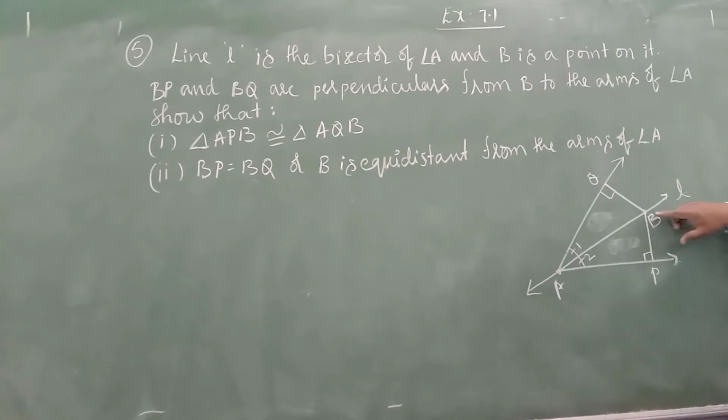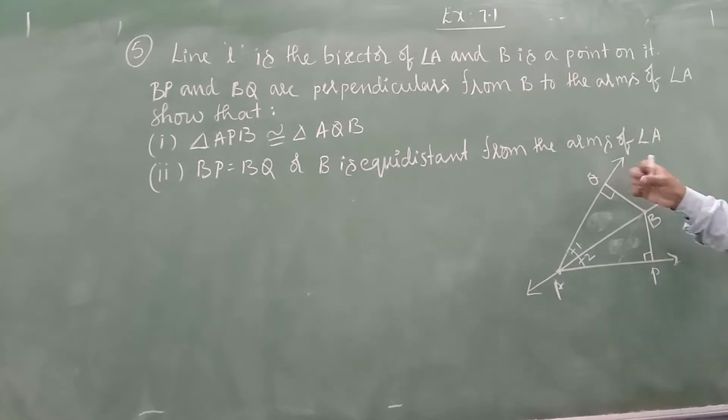Equidistant means point B is at equal distance from the arm AP and from the arm AQ. Nothing but what? The length of BQ is equal to the length of PQ. Equidistance: distance is nothing but the perpendicular distance. This is the perpendicular distance from point P. If I take another line, this is also a distance from this arm, but it is not the shortest distance. Always we take the shortest distance, which is the perpendicular line segment.